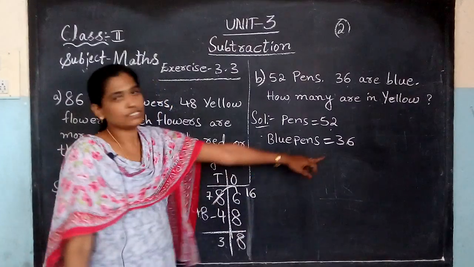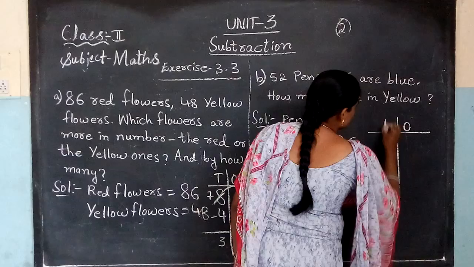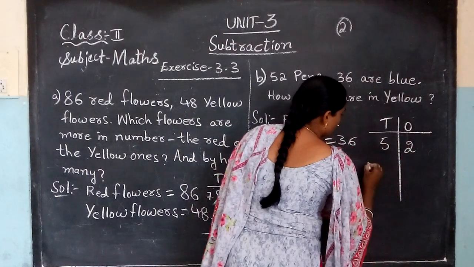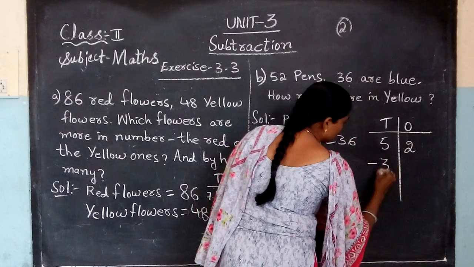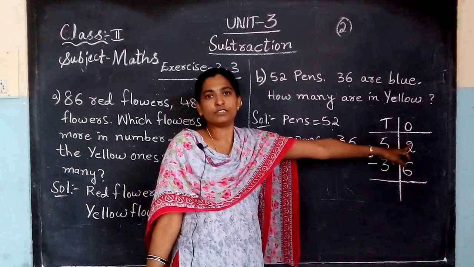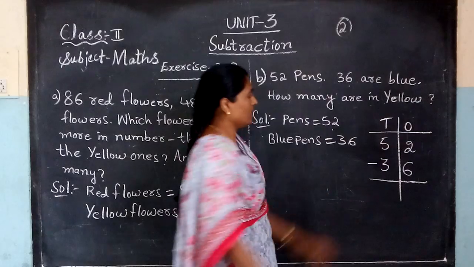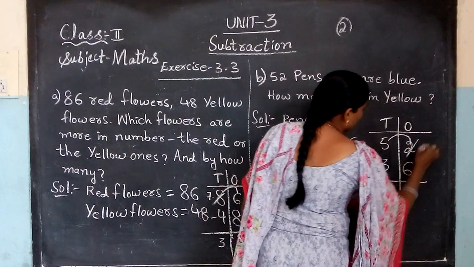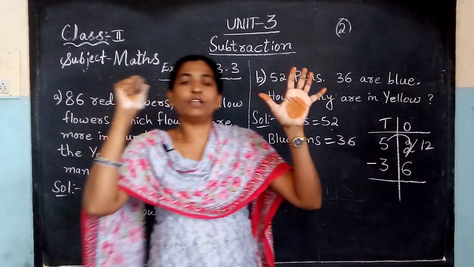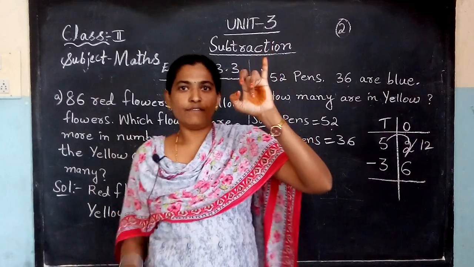52. Blue pens 36. Again here also arrange these numbers in the column. What is the first number? 52 minus 36. Here also from a small number you cannot take away a big number. What you have to do? Take borrow from the tens column. What did it become? 12. 12 in the mind, 6 in your fingers. 12 before: 11, 10, 9, 8, 7, 6.